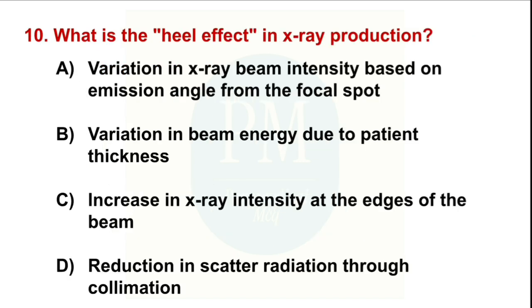What is the heel effect in X-ray production? Option A. Variation in X-ray beam intensity based on emission angle from the focal spot. Option B. Variation in beam energy due to patient thickness. Option C. Increase in X-ray intensity at the edge of the beam. Option D. Reduction in scatter radiation through collimation. The correct option is option A. Variation in X-ray beam intensity based on emission angle from the focal spot.